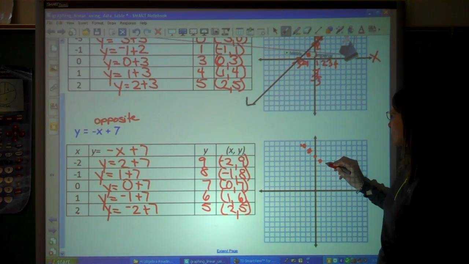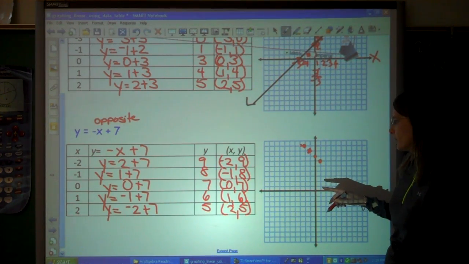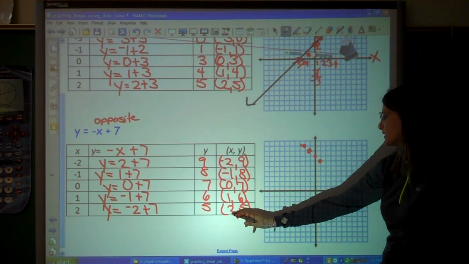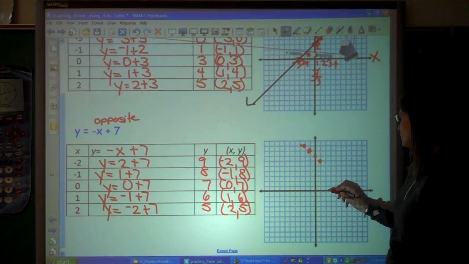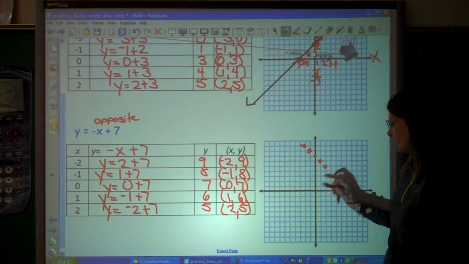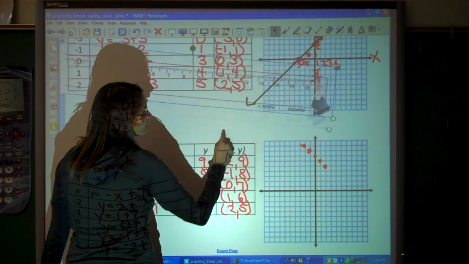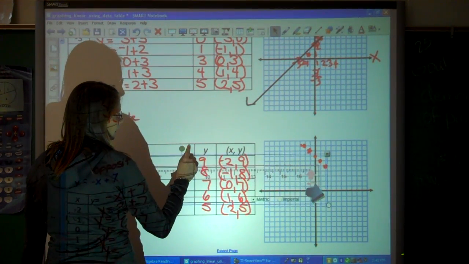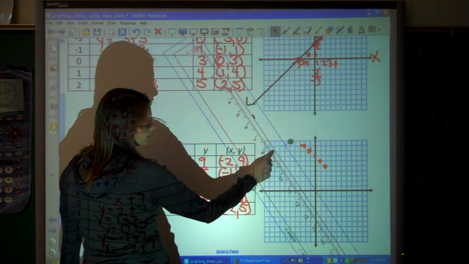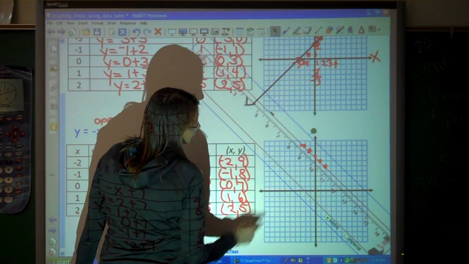When x is positive 1, 1, 2, 3, 4, 5, 6. And if you notice, my dots are making a line, and this time they're going down. So that would be a negative slope. X is positive 2, y is 5. Now I'm going to take that straight edge, that ruler, bring it down here, and line it up, and if I notice, this time the ruler's going the opposite direction as the first one. So this line will have a negative slope.